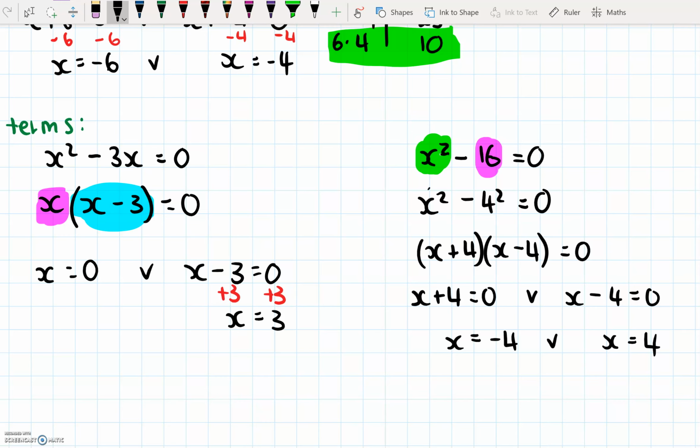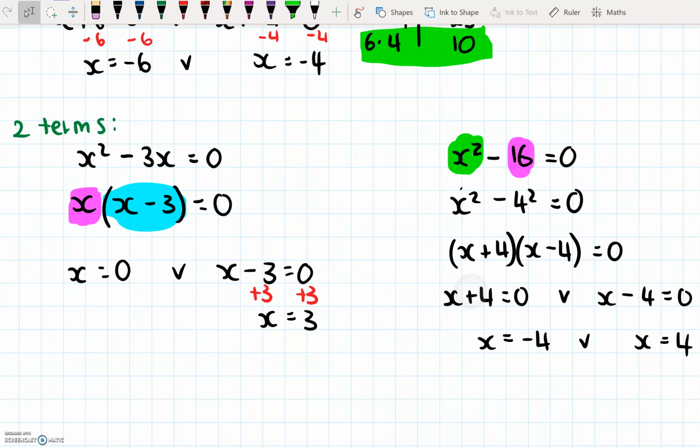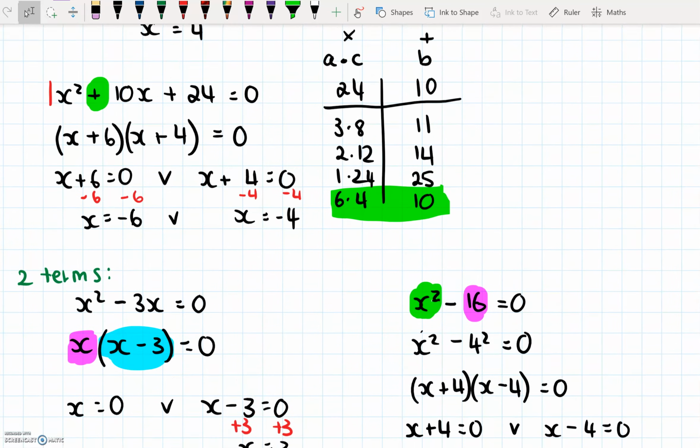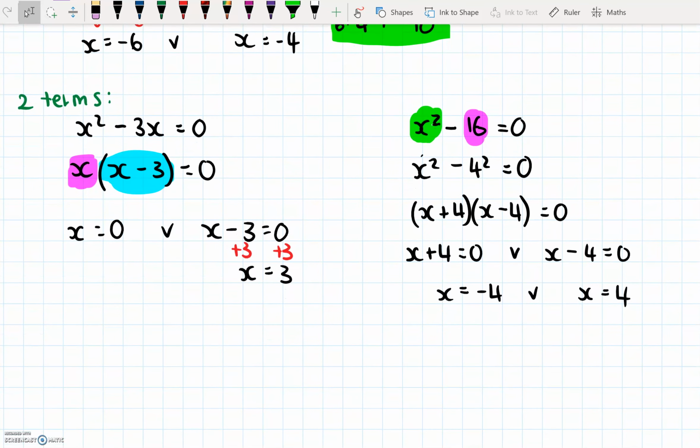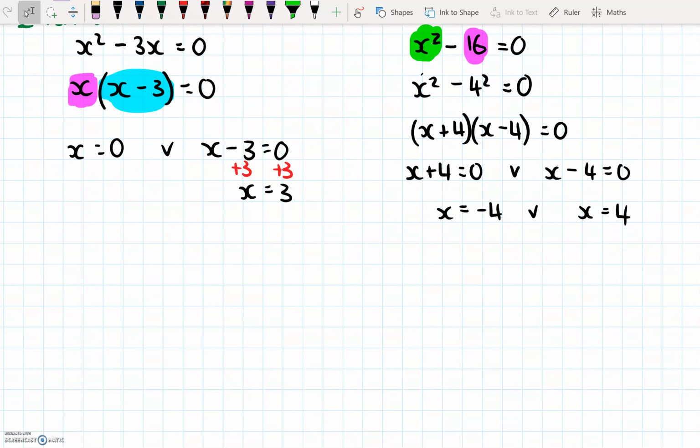So this is what I expect to see you write, okay guys? This is with two terms. The first example is with three terms, and that's basically what you're going to see. You won't see much other than that. With your x squared minus 16, there is a second way that you can solve it, and we're going to do that just down here.